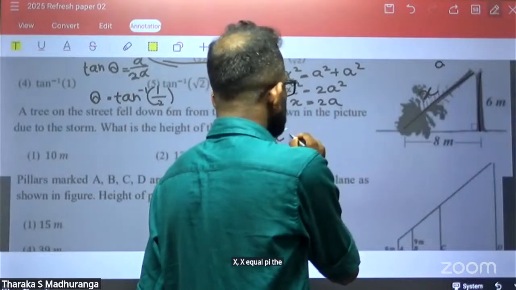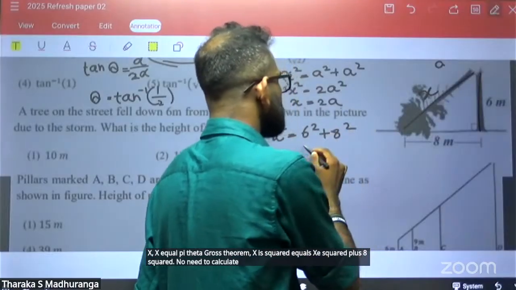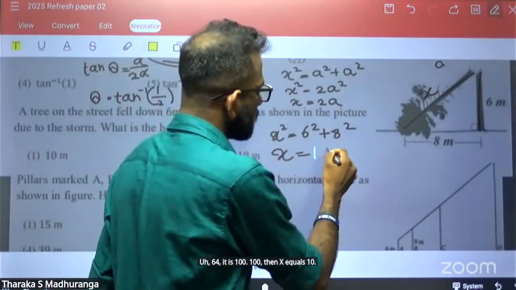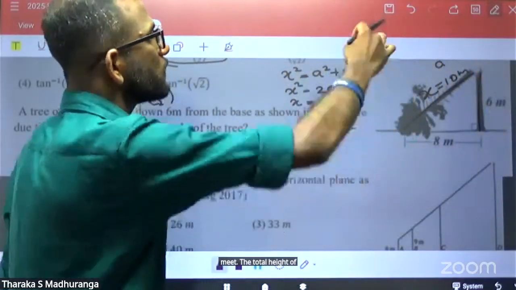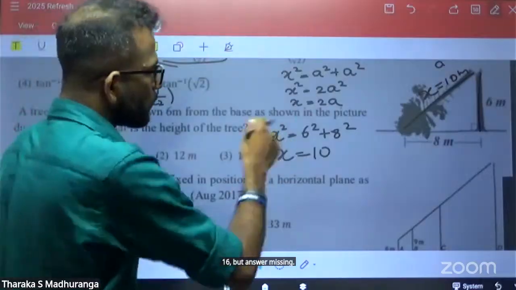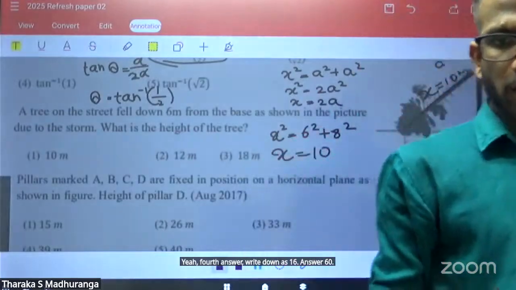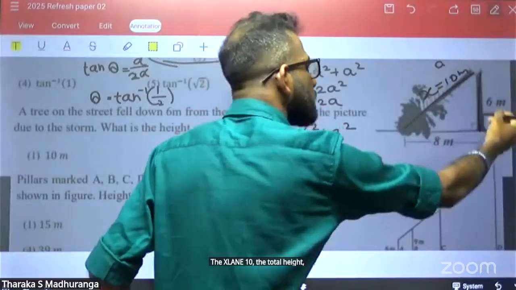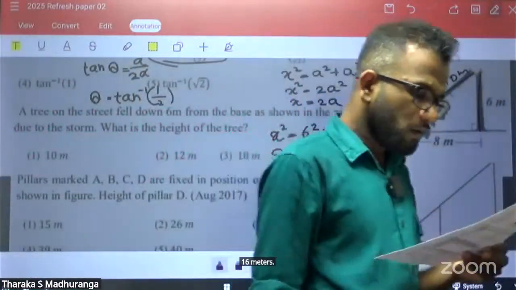Think of it as x. By Pythagoras theorem, x squared equals 6 squared plus 8 squared, which is 36 plus 64, it is 100. Then x equals 10 meters. Then the total height of the tree is 10 plus 6, 16. The fourth answer, write it down as 16. The x length is 10, and the total height including the base part is 16 meters.